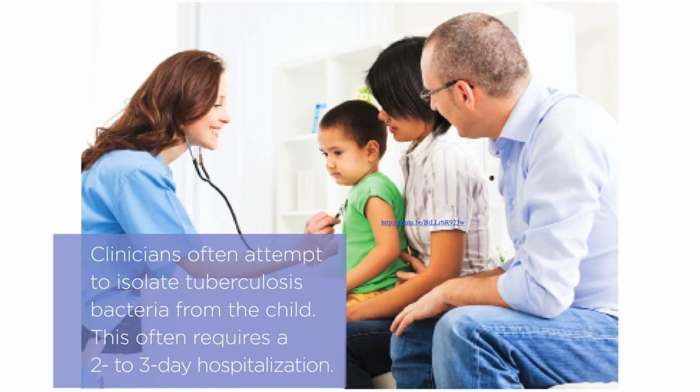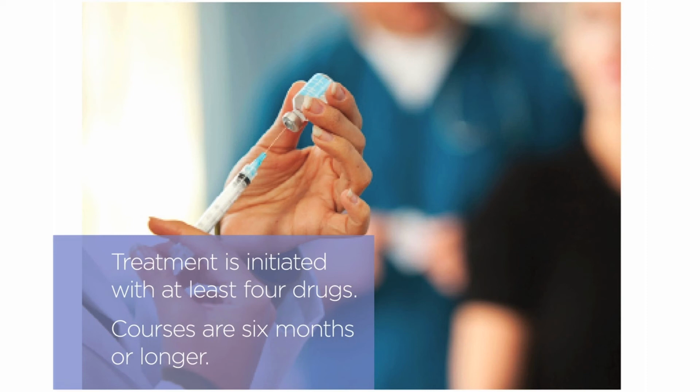Children with active tuberculosis require treatment. To guide therapy, clinicians will often attempt to isolate tuberculosis bacteria from the child. This often requires a 2 to 3 day hospitalization. Treatment is initiated with at least 4 drugs. This may be reduced to 2 drugs after an initial period of treatment. TB treatment courses are 6 months or longer. Adverse side effects of TB treatment are rare in children. Clinicians will recommend that the child be seen regularly during therapy. Blood tests may be sent occasionally. Medication adherence is very important during treatment. Sporadic or incomplete regimens can be ineffective and can lead to drug resistance.